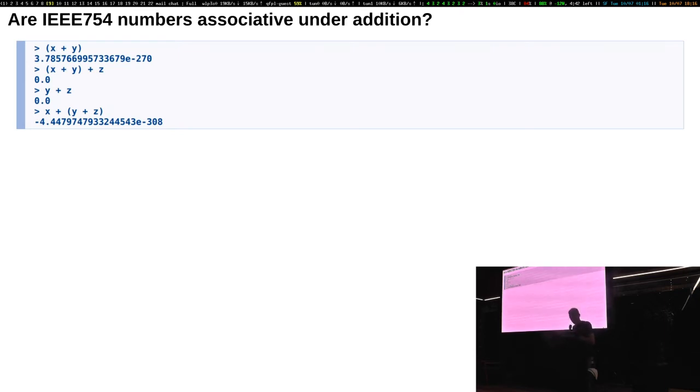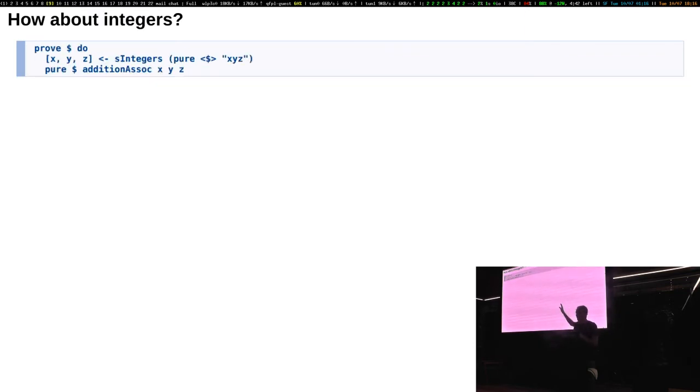I'm sure many of you have been bitten by this before. So, okay, let's try again. Let's do sIntegers. Okay. So Q.E.D. is what gets printed out on the command line when you say prove or whatever. So now we're happy with this. At least integers are still behaving as expected. Any questions so far about the basic structure of how you do a proof?